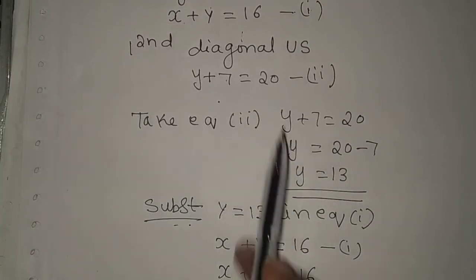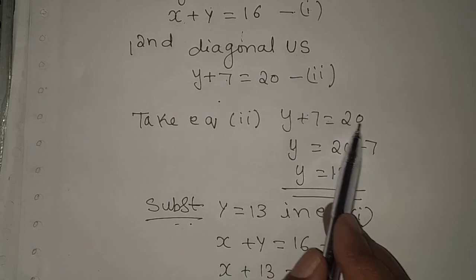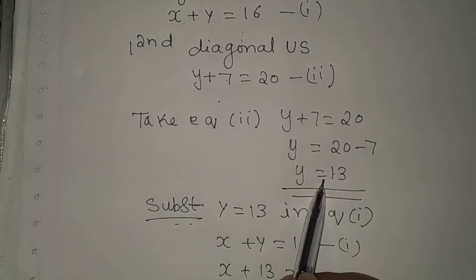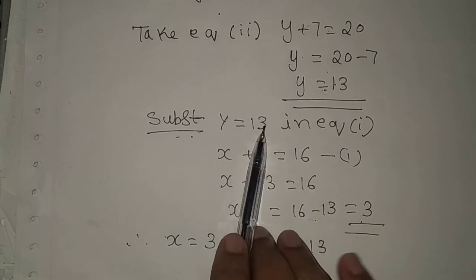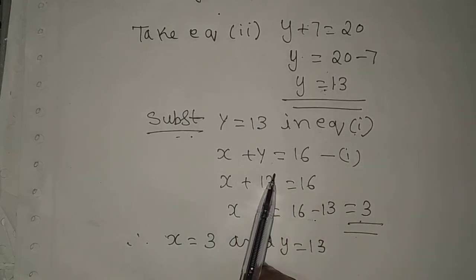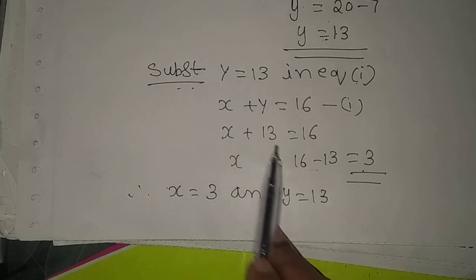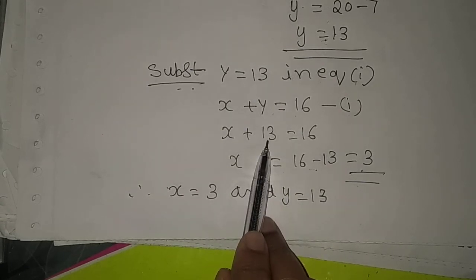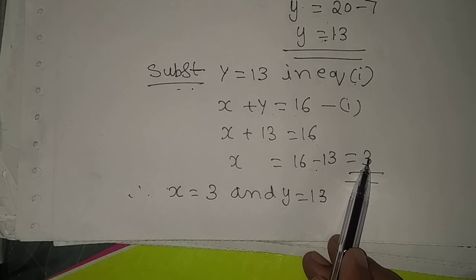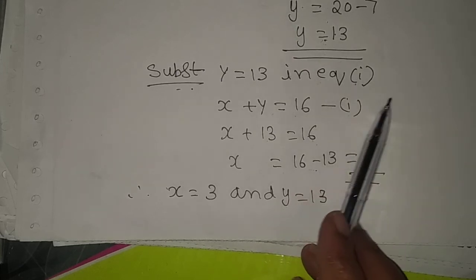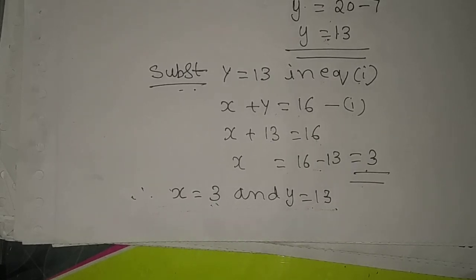So now take equation 2. From equation 2 we can simplify and get y. See here, y plus 7 is equal to 20. Then y is equal to 20 minus 7, we get y as 13. Now take y as 13 and substitute in equation 1. What is equation 1? x plus y is equal to 16. Just substitute 13 in the y place, then simplify: 16 minus 13 is equal to 3. So finally, x is 3 and y is 13. This is the final solution of the problem.